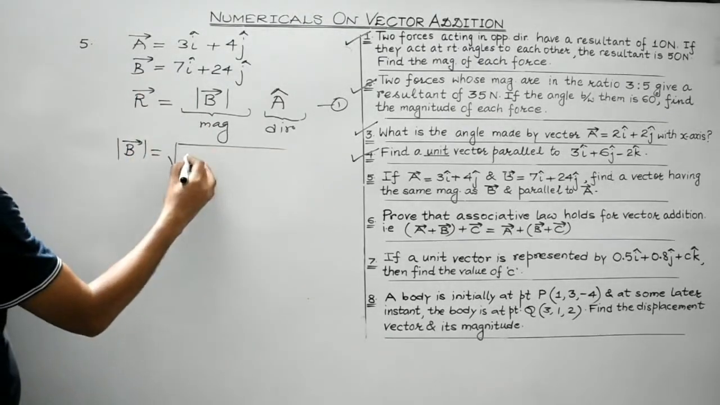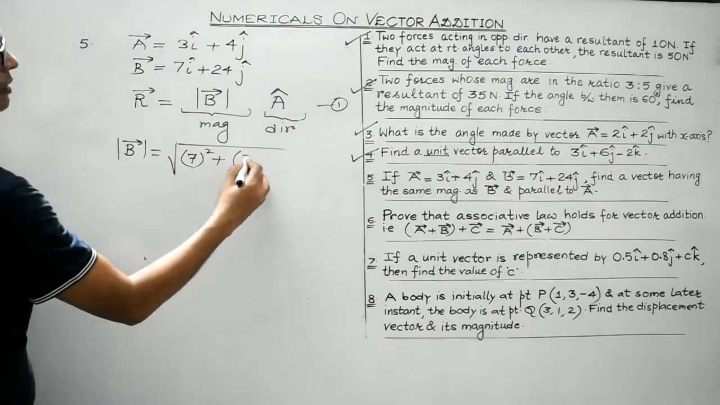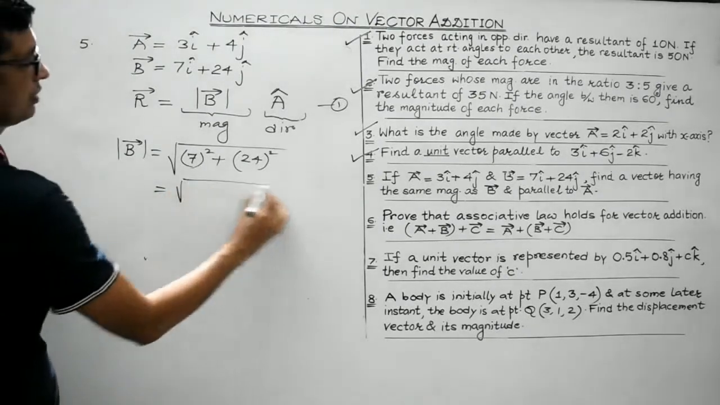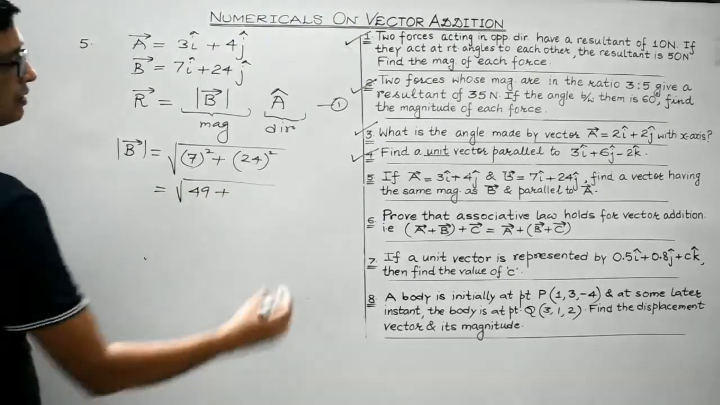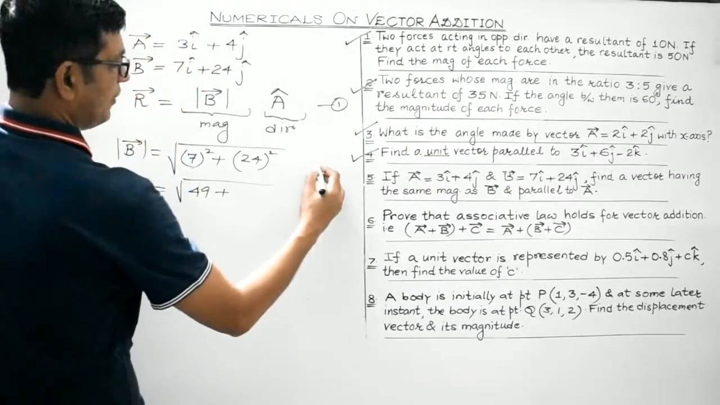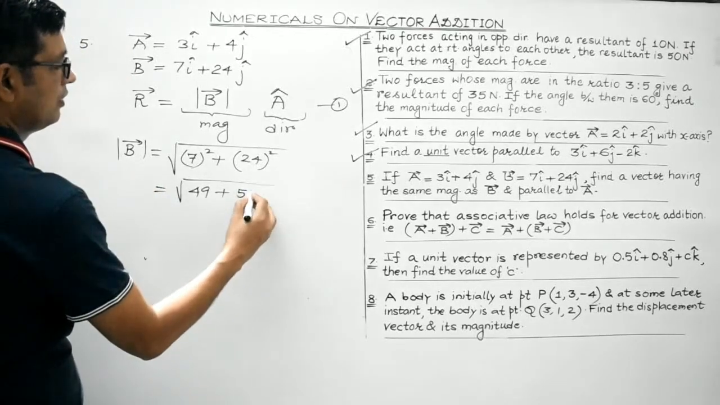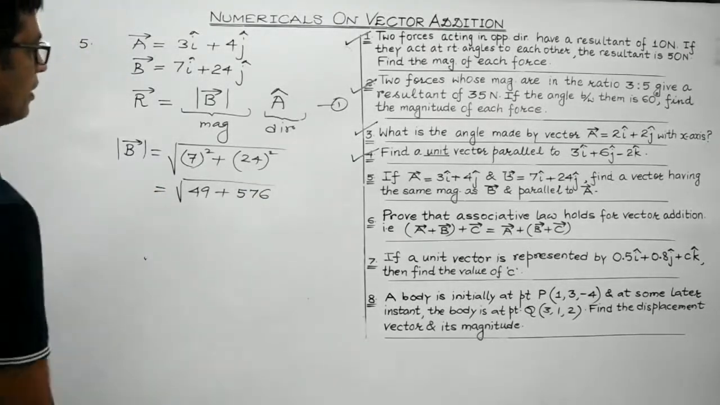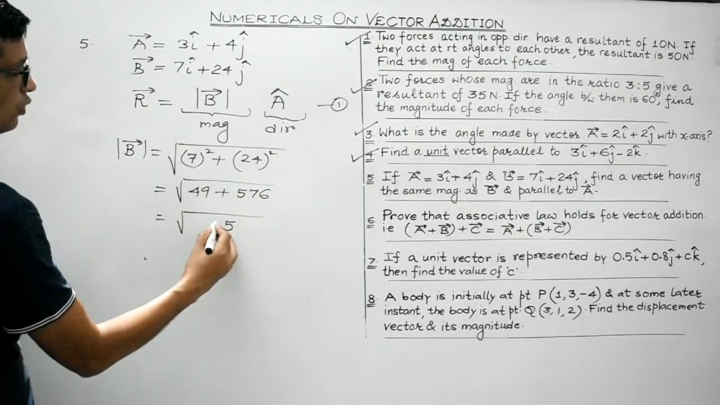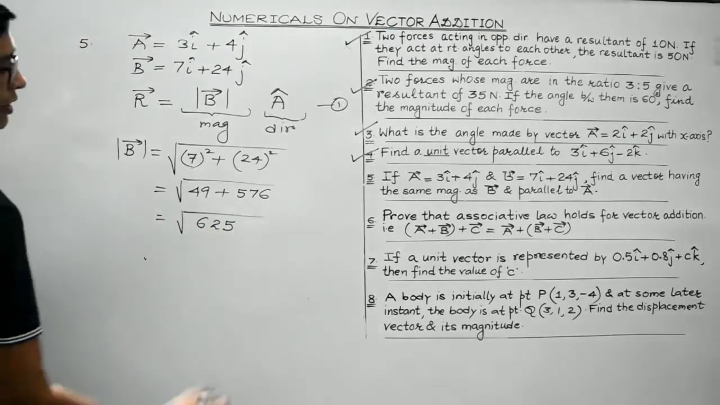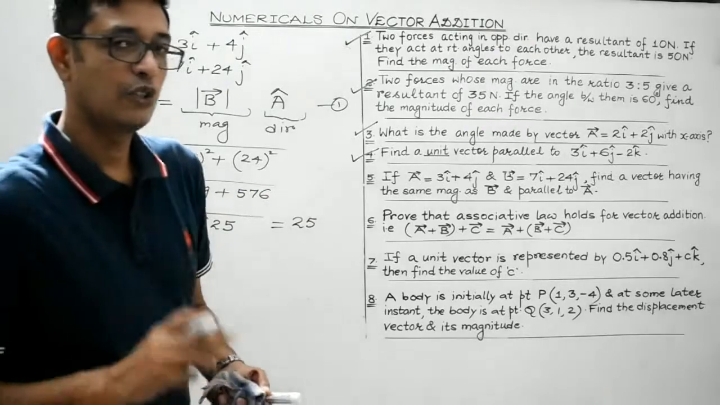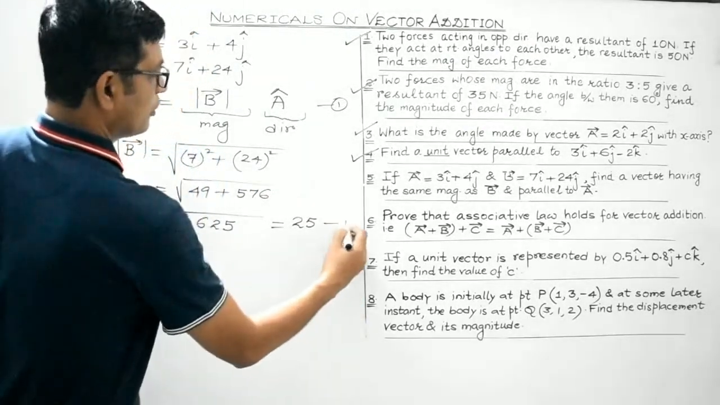It will be 7 square plus 24 square. Am I clear? So that will give us 49 plus 24 into 24. So that will give us 576, isn't it? 576. So which in turn would be equal to 625. So that is equal to 25. So magnitude of B is 25 units, right? Put this as equation 2.